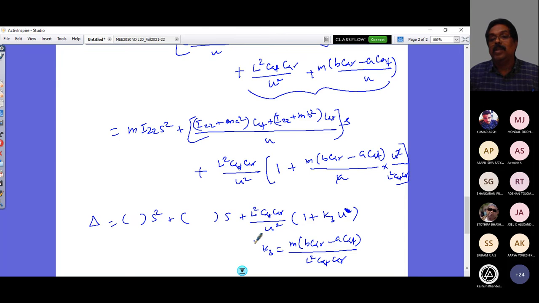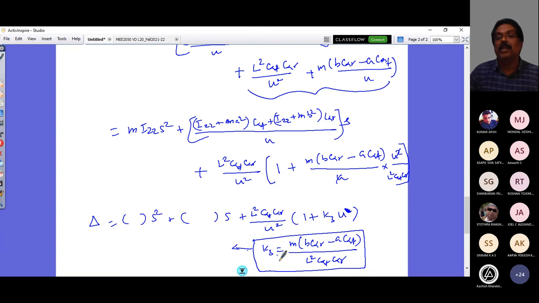What is this K3 called? This K3 is what is called the stability factor. We don't call this an understeer gradient. This is another form, so they are all related. This is what is called the stability factor when you do a stability analysis.